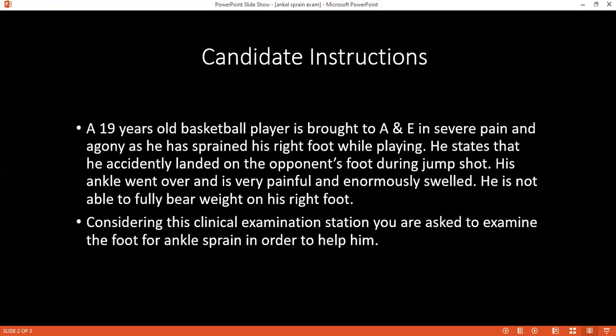Yes, the patient had an antalgic gait and had difficulty weight bearing on this foot. There were no scars, sinuses or deformities noted. There was swelling noted on the lateral aspect of the ankle joint. On palpation, there was a mild local rise of temperature with tenderness over the lateral ligament. The Talar tilt test was positive for a lateral ligament injury.